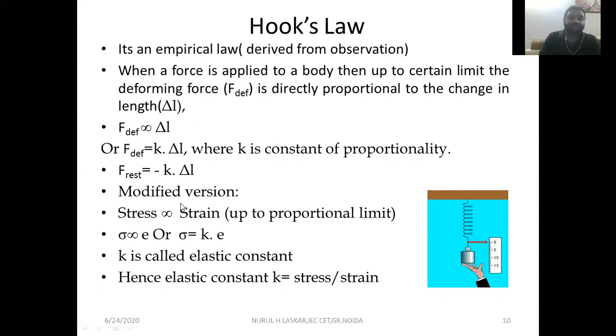The modified version of Hooke's law is that stress is directly proportional to strain up to the proportional limit. So stress is equal to some constant K times strain. This K is called the elastic constant. Hence, the elastic constant K is equal to stress divided by strain. So with this I have completed today's lecture, and in the next class I will explain the different types of elastic constants and the relations between them.